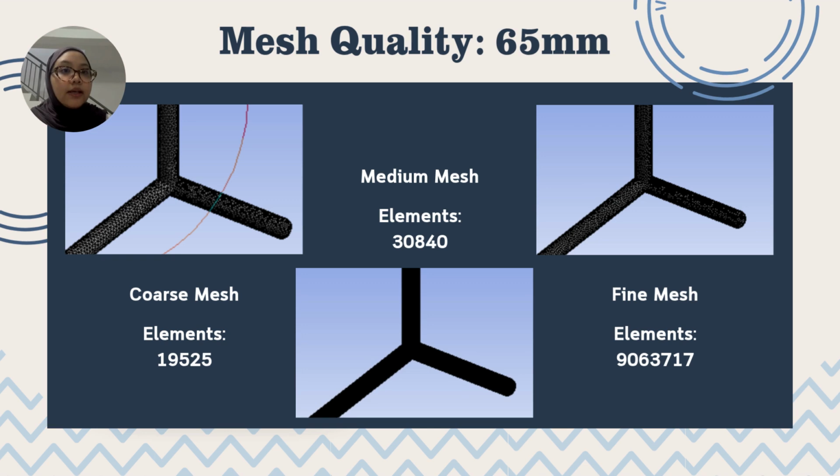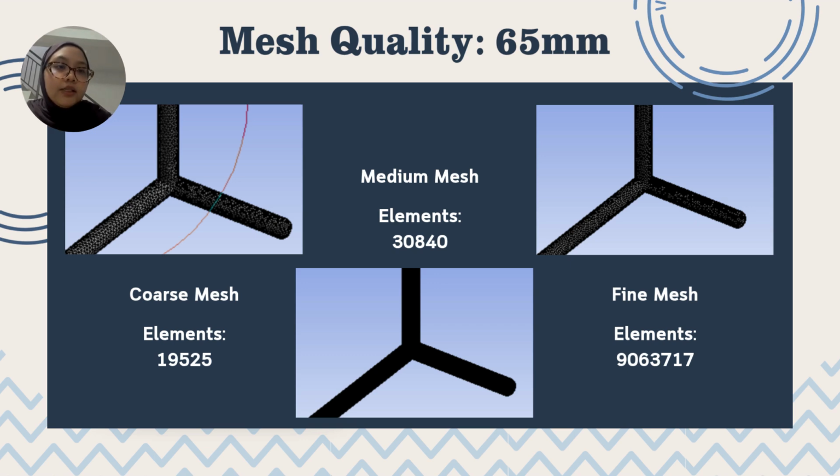These slides present the mesh quality for the 65 mm pipe diameter. Similar to the previous case, three mesh configurations were created, consisting of coarse, medium, and fine meshes. The fine mesh contains more than 9 million elements, allowing the CFD model to represent the curve geometry and junction region with much greater precision.